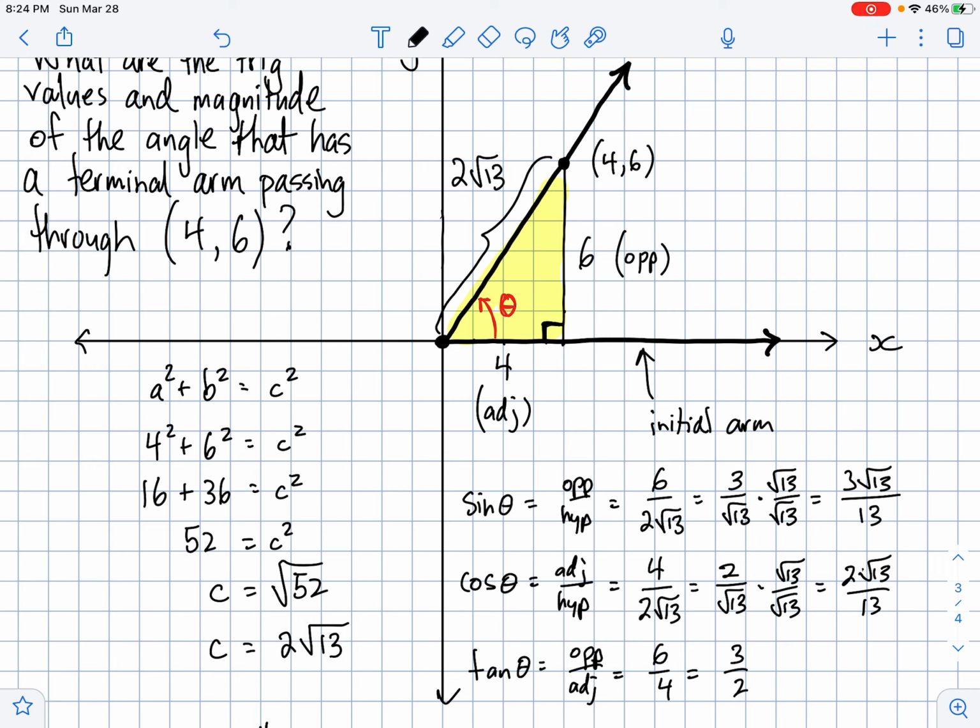And so that's how you can take a point on a graph that just has an x and a y, and you can convert it. You can figure out what the trig values are and what the angle is by inversing that function. Okay, that's it.